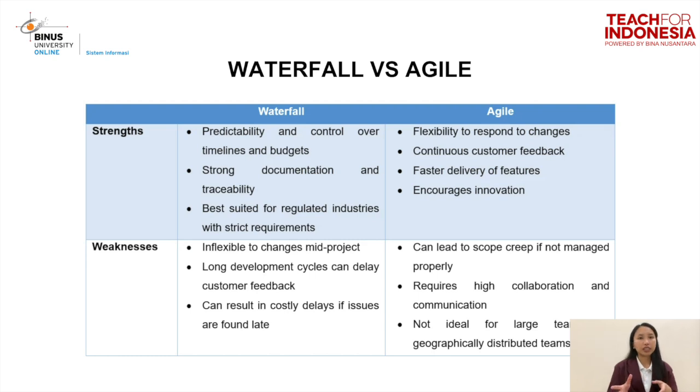And then both methodologies have weaknesses. The weaknesses of Waterfall methodology: first, it is inflexible to changes in mid-project. Second, a long development cycle can delay customer feedback. And the third is it can result in costly delays if issues are found late. Meanwhile, Agile methodology has weaknesses too. First, it can lead to scope creep if not managed properly. Second, it requires high collaboration and communication. Third, it is not ideal for a large team or a geographically distributed team.